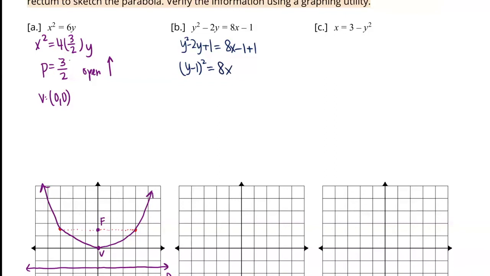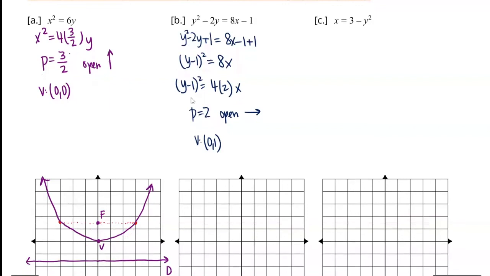So what I like to do for the p is I'm going to factor a 4 out of that 8. So this would be 4 times 2. And that tells us that our p-value is 2. Okay, because this is a problem where the y is squared, it is going to open to the left or to the right. And because the p-value is positive, it's going to open to the right. And then also we can figure out the vertex from this information. So the vertex is going to be, there's nothing being subtracted from x, and there's a 1 being subtracted from y. So our vertex will be at the point 0, 1.